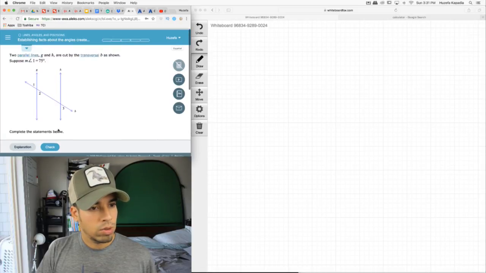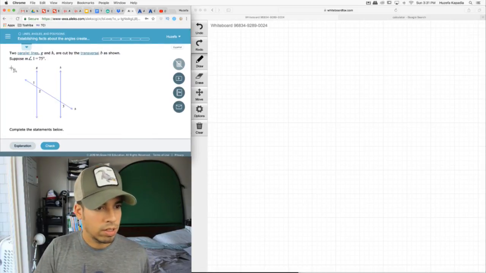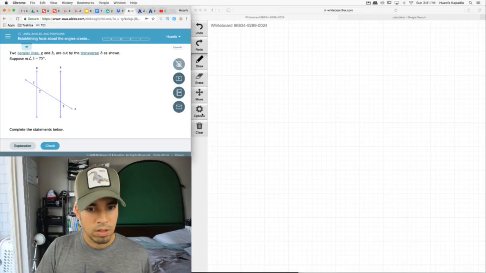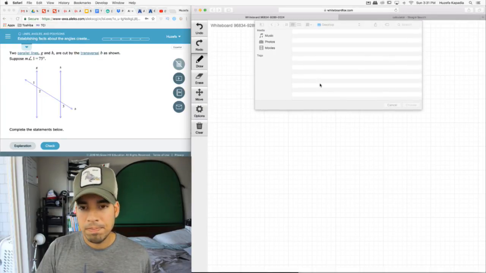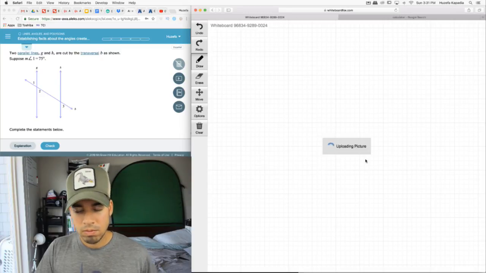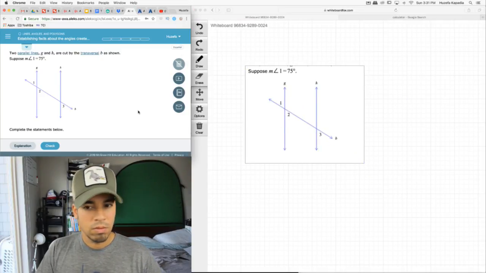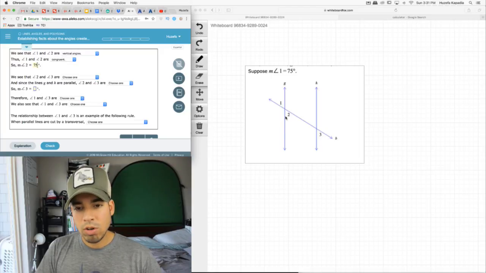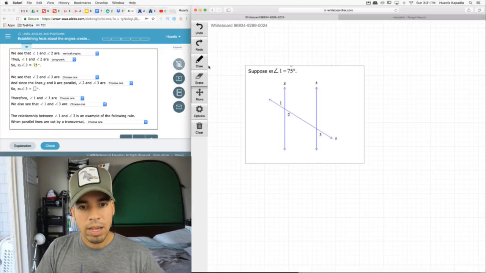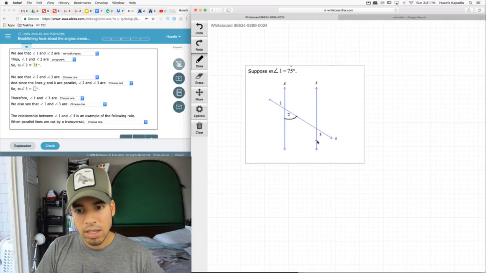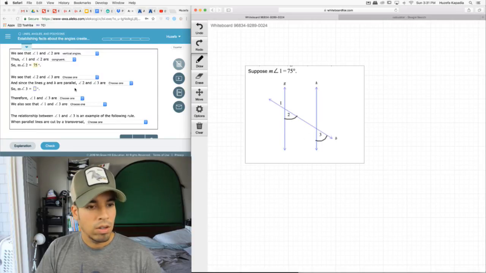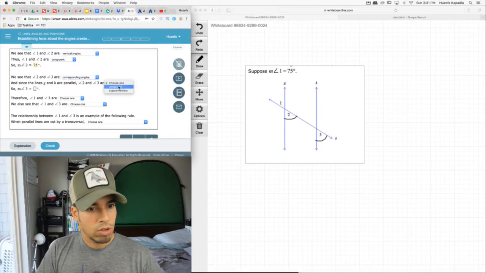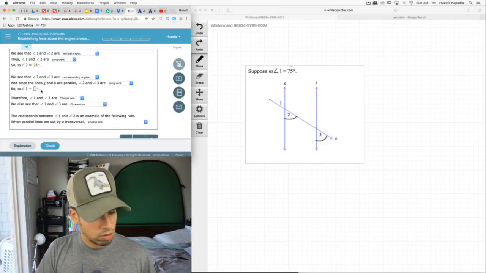We see that angles, you know what, let me move this so it's a little easier to see. We see that angles 2 and 3 are also, they're not vertical, but these are what are called corresponding angles. When we have angles here and here, they almost look the exact same, right? Same side of the transversal, etc. These are called corresponding angles, and they're also congruent, which means angle 3 is also 75.